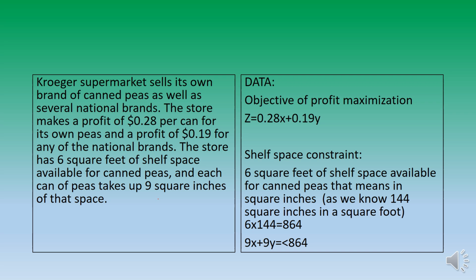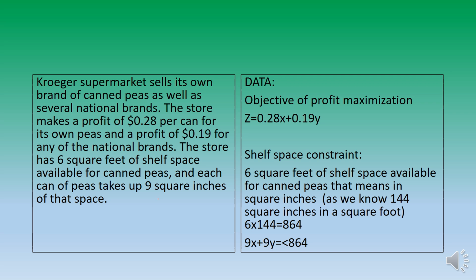Now you see, the space is given in square feet and the can size in square inches. This is very important to understand: they both have to be in the same measurement scale. They cannot be in different scales. Square feet is the bigger unit, so we change the square feet into square inches, so it will be a lot easier to handle.